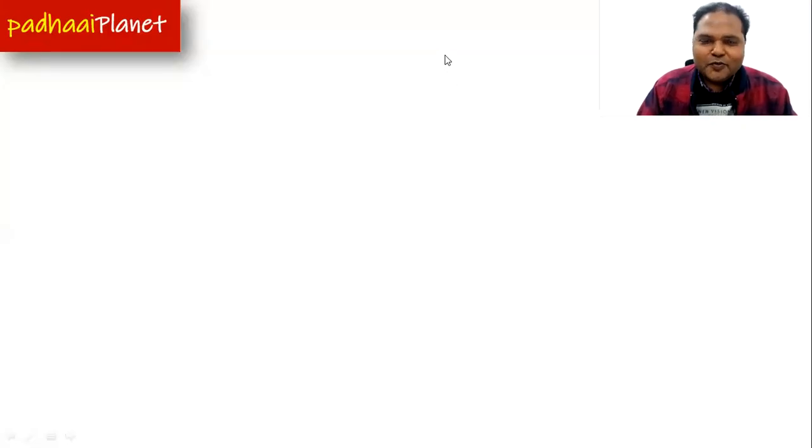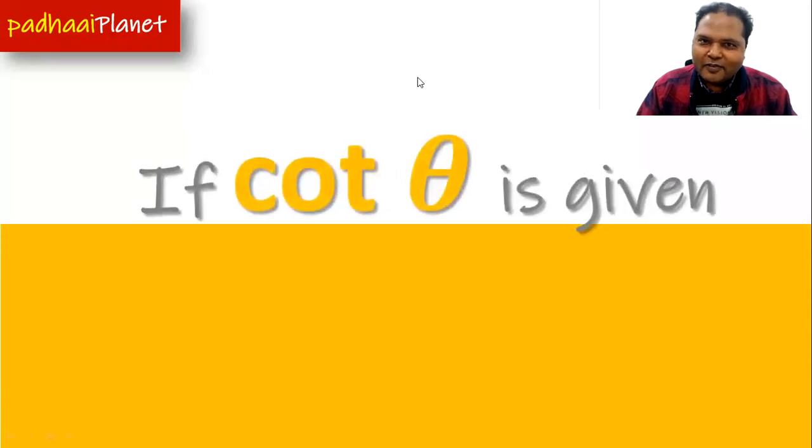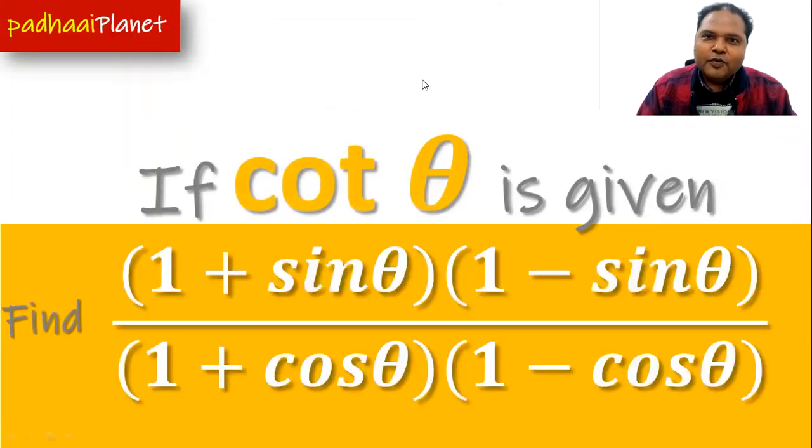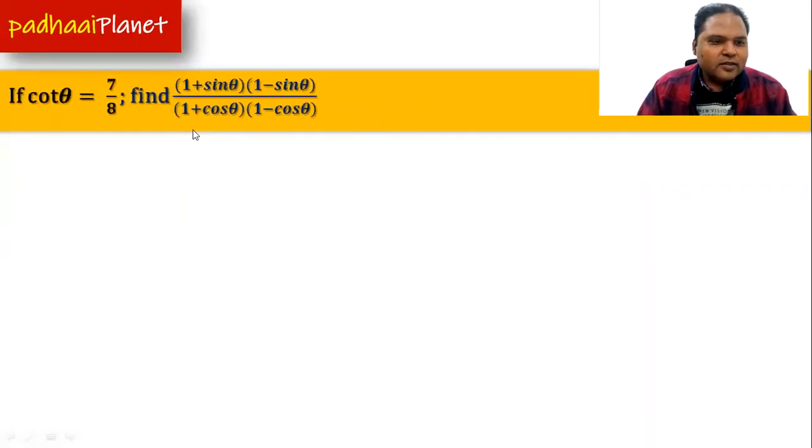So today in this video, we are going to learn that if we are given the value of cot theta, then how do we find out the value of this particular expression? So let's see how we solve this. The question we have got is that cot theta is equal to 7 over 8, and we need to find out the value of the given expression, which is here. So let's move ahead and see how we do this.